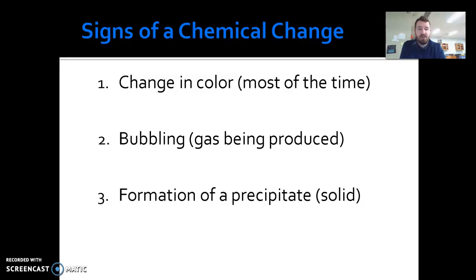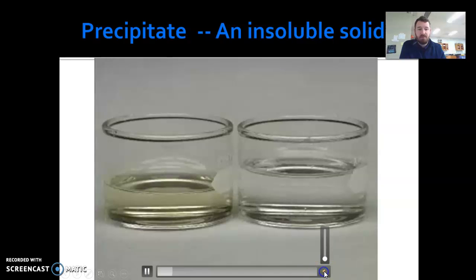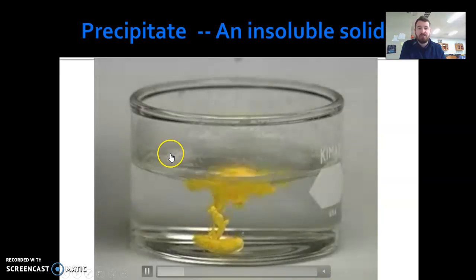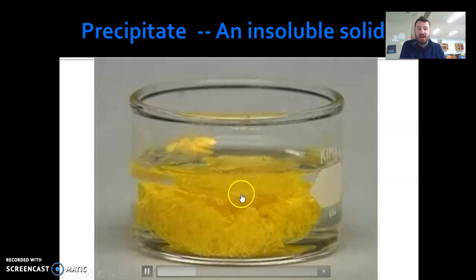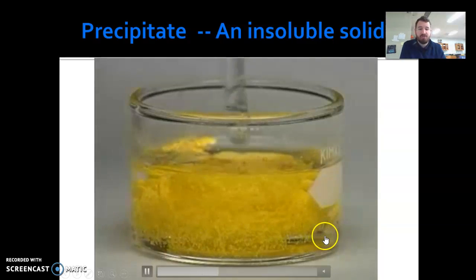Formation of a precipitate, and I have a nice video to show you in a little bit of what a precipitate is, but it's basically just a solid that is produced when you mix two liquid solutions together. So if we take a look here, we're going to add our two liquid solutions together. And as we do, you see this yellow solid being formed. This is what we call a precipitate.